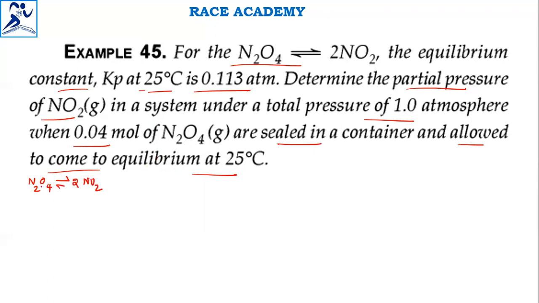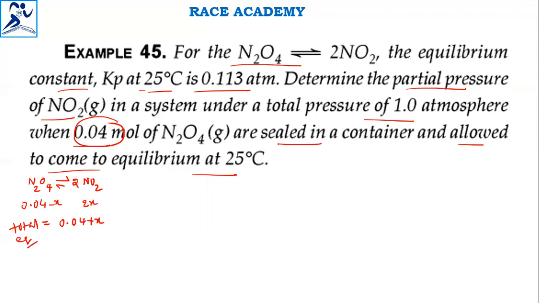In this, first of all, 0.04 moles of N2O4 is given in the question, which we can take in the container. So 0.04 moles. Dissociation, if you take it as x, it will be x, and it will become 2x for the other one. And total moles is 0.04 minus x plus 2x, which is 0.04 plus x. This is at equilibrium condition.